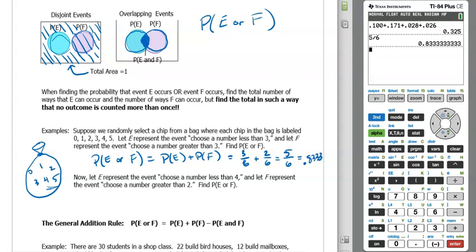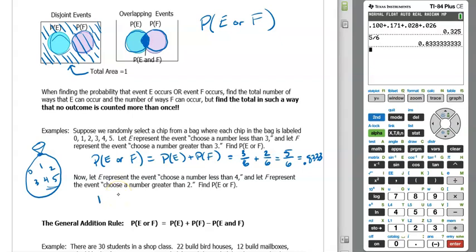Now what about these 2 events? If we want to do another kind of situation for P, the probability of E or F, we're going to have the event that's going to be choose a number less than 4, and then we have another event, choose a number greater than 2. Now you can choose a number that's less than 4 and a number that's greater than 2 at the same time, and so that's where we're getting into an issue because these are not disjoint events. Choosing a number less than 4, choosing a number greater than 2, they're not disjoint.